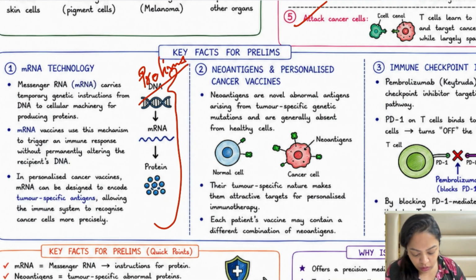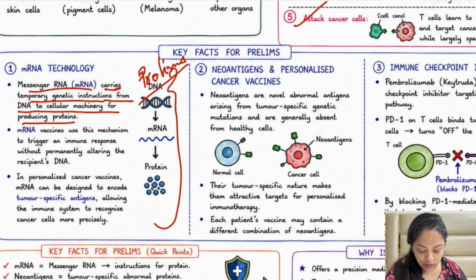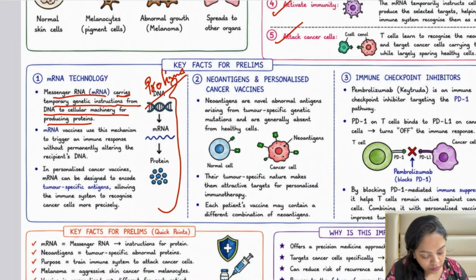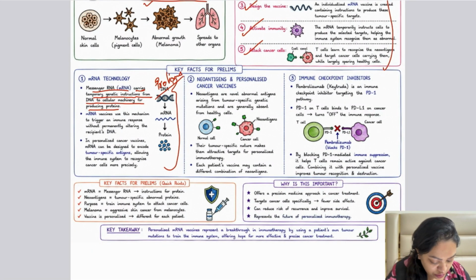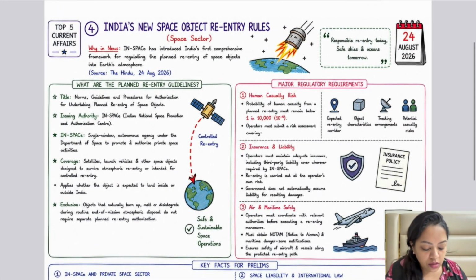So what is mRNA? It carries temporary genetic instructions from DNA to cellular machinery for producing proteins. So this is about mRNA, and then we have some other topics as well, which is quite important for prelims. You can give a quick reading to it, right? Moving to the next topic, India's new space orbit re-entry rules.